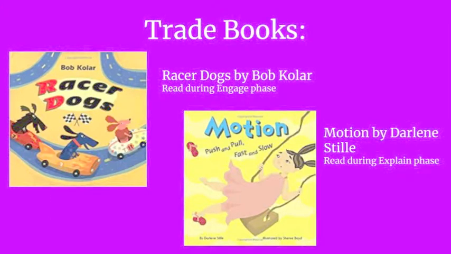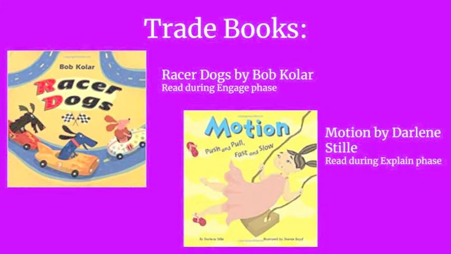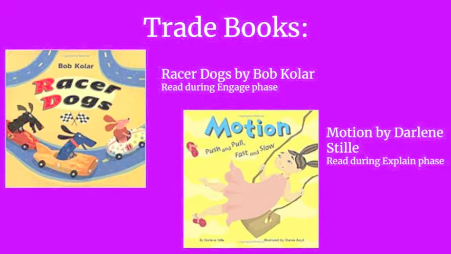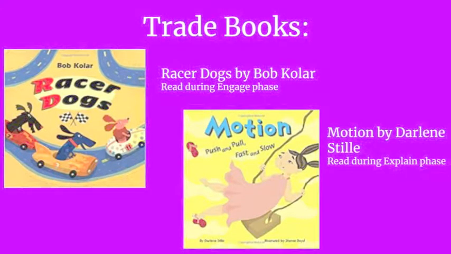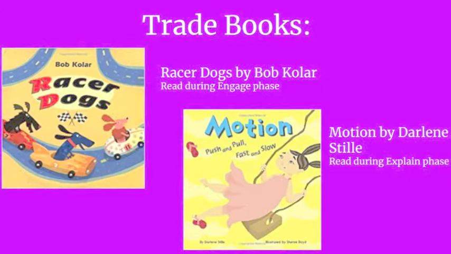The first trade book we'll use for our lesson is the fiction book Racer Dogs by Bob Kolar. In this story, 6 dogs participate in a high-energy, exciting road race in cars. We'll use this book during the engage phase because it's high interest, and students will connect this story to their activity during the explore phase, which is observing matchbox cars travel down ramps of different surfaces.